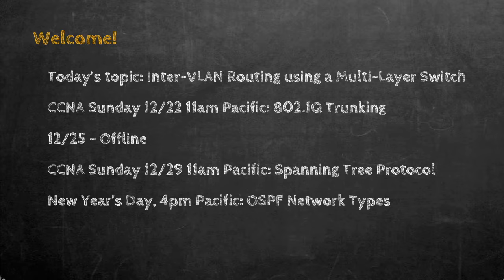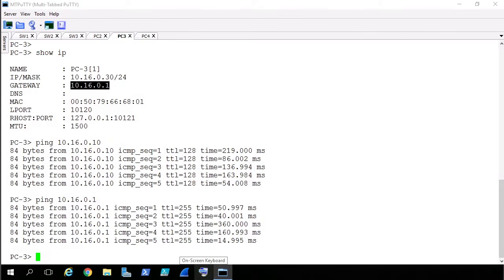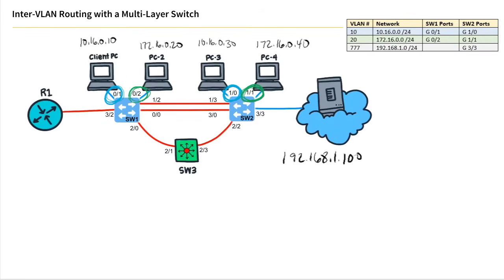So let's take a look at this, and let's do a test. Let's try to ping from 10.16.0.30, our PC3, over to the server at 192.168.1.100. And that's a good test. So that'd be a PC in VLAN 20 on the 10.16.0 network, using its default gateway, which is switch 3, to forward a packet to 192.168.1.100, which is on VLAN 777.